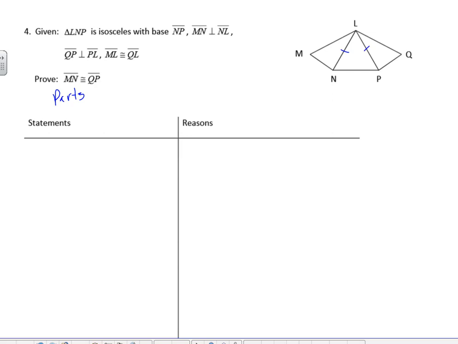All right, then I've got MN perpendicular to NL. So I'm going to call this angle 1. That's going to be a right angle. QP is perpendicular to PL. Call that angle 2. That forms a right angle. And then we've got ML congruent to QL. What's the thing? Side-side angle. It doesn't work. If it's a right angle, we can use hypotenuse leg. And then CPCTC. All right, so let's go ahead and do that.